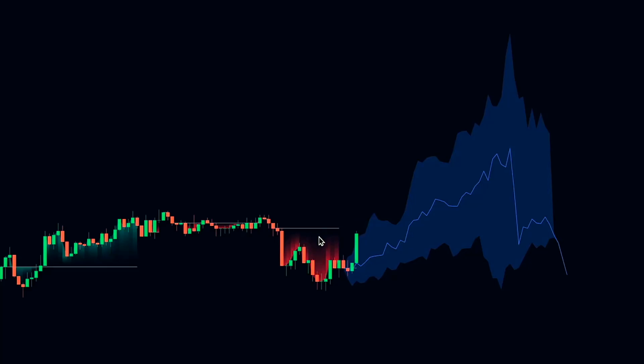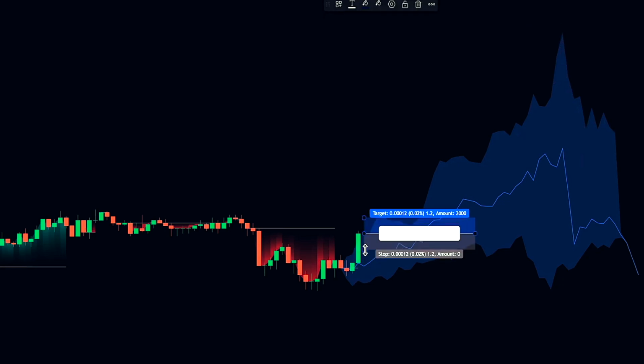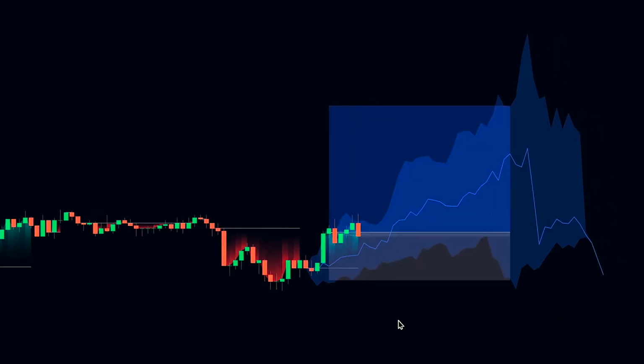So what this indicator is showing us is that in the next few candles, price might rise all the way up to this level before pulling back down. If we had taken a long trade right here, you'd see that the forecast was actually spot on.